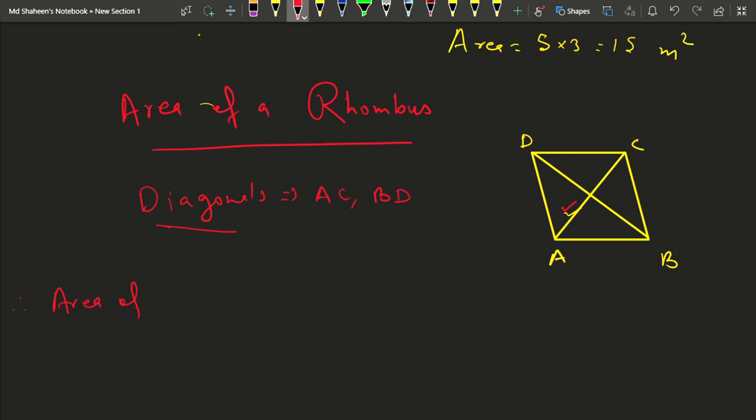Area of a rhombus, how much? Half times the product of the diagonals. So what are the diagonals? We will have half times AC multiplied by BD. This will be your area.